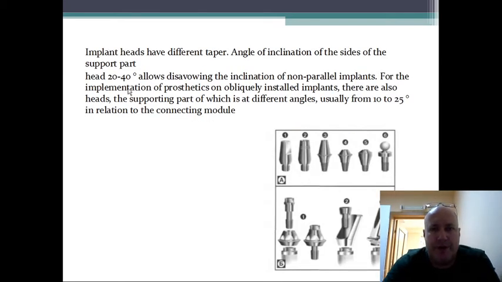Implant heads have different taper. An angle of inclination of the sides of the support part of the heads from 20 to 40 degrees allows compensating the inclination of non-parallel implants. For the implementation of prosthetics on obliquely installed implants, there are also heads, the supporting part of which is at different angles, usually from 10 to 25 degrees in relation to the connection module.